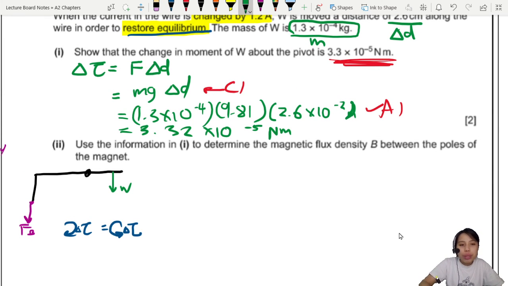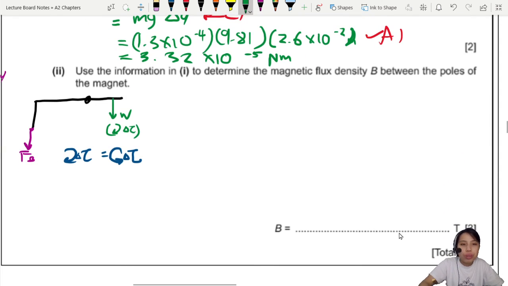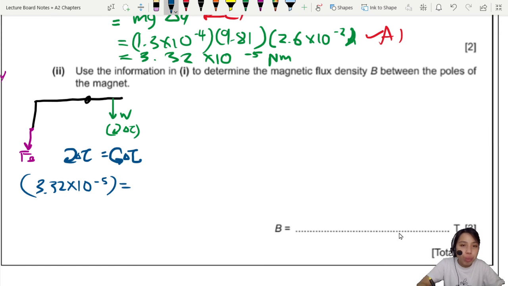W is causing a clockwise moment, but there is a clockwise change in moment, so let's write that down. First one is 3.32 times 10 negative 5. What is the force that causes the anti-clockwise moment, or the change in anti-clockwise moment? That will be the magnetic force. So you say FB times a certain distance, D. We say D for now. It's given to us, which is 5.6 cm.